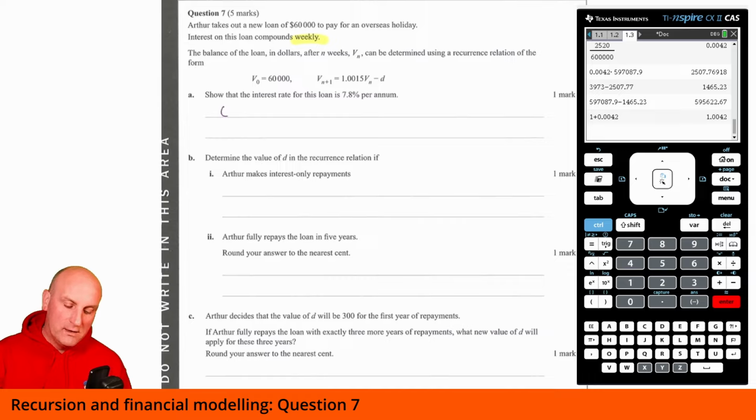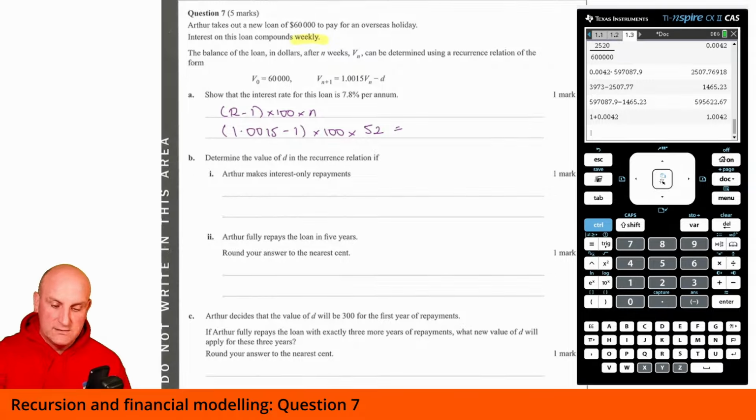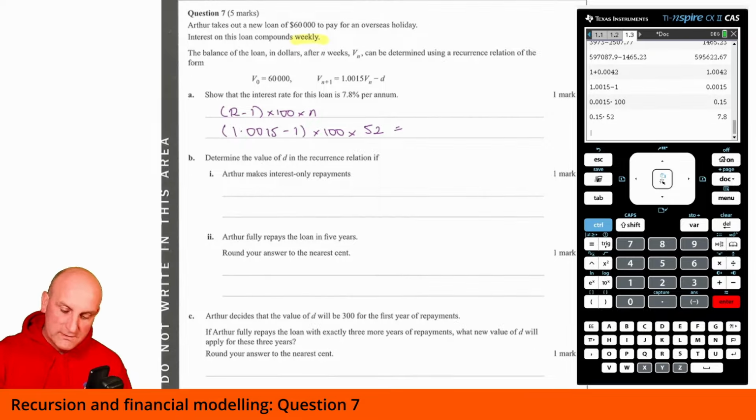So again, I know that I use the calculation r minus 1 times 100 times n, which is my compound. Now, don't write that, but in this case, my r value is 1.0015, minus 1, times that into percentage, and times my compound periods weekly. There are 52 weeks in a year. I'm just going to put that in my calculator to check: 1.0015 minus 1, times 100, then times 52, and that gives me 7.8%. So to show that, you must do it. You can't take the 7.8 and turn it back into the 1.0015. You have to go from the 1.0015 and turn it into the 7.8. And again, that's just a formula.